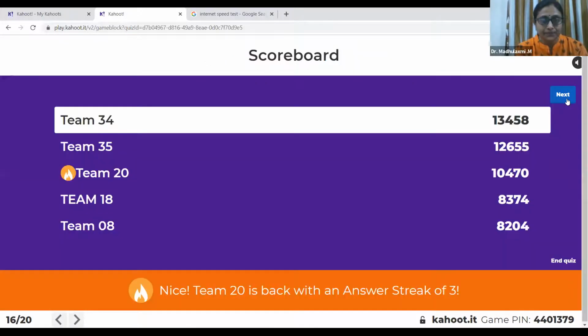Scoreboard. Okay, 1, 2, 3 seems to be consistent, and 8 and 18 are moving 4 and 5. The next question, 17.